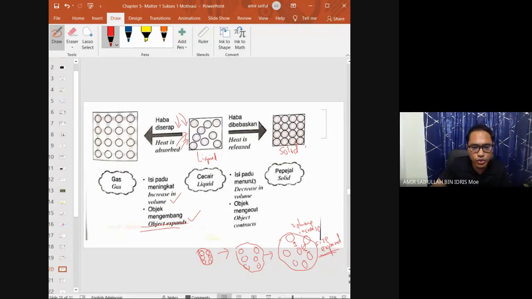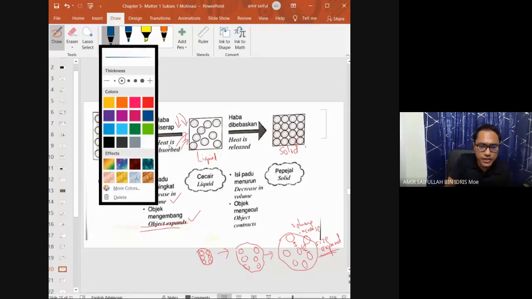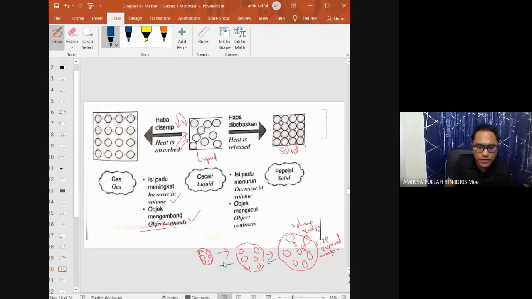Okay, while if you cool them, the heat is released, no energy, so they decrease in volume and the object contracts. Okay, so the reverse of this is it will contract.